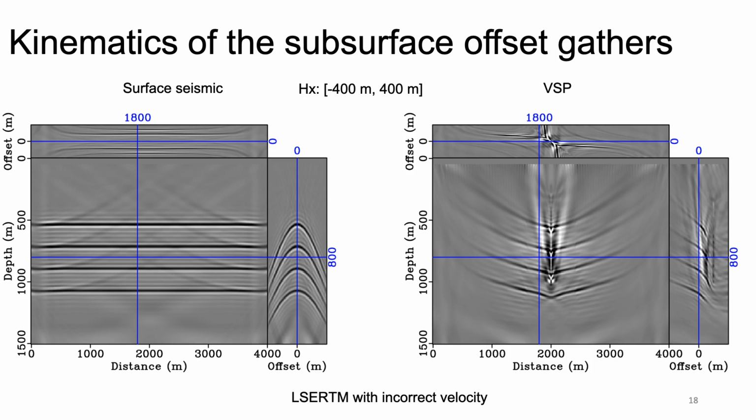The red panels show the subsurface offset common image gathers at x equals 1800 meters. Downward curvature appears in the surface seismic survey because of the slower migration velocity model. However, the behavior of the subsurface offset common image gathers in the VSP survey is significantly different from the surface seismic survey. We cannot follow the experience from the surface seismic survey to tell whether the migration velocity model is accurate or not for the VSP survey.